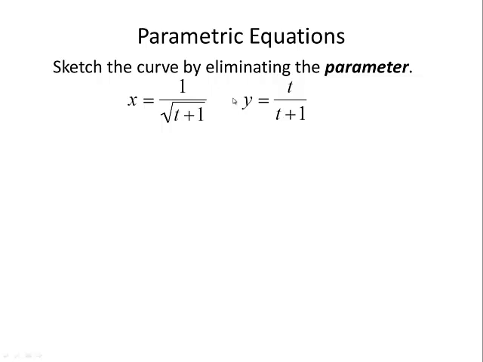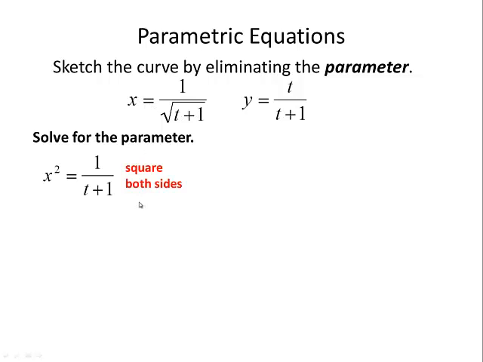Here's a little bit more complicated set of equations, but we're going to do the same thing. We're going to eliminate the t. So we're going to solve for this t, and once we get that, we're going to plug it in here. So we're solving for this. First, I want to square both sides. So I have now x squared is equal to all of this squared. 1 squared is just 1. And the square gets rid of the square root. Now I'm going to do a cross multiplication. I'm going to switch these two here. And I get t plus 1 is equal to 1 over x squared. Now finishing solving for t, I can subtract 1 from both sides. And there's my t right here. All done.